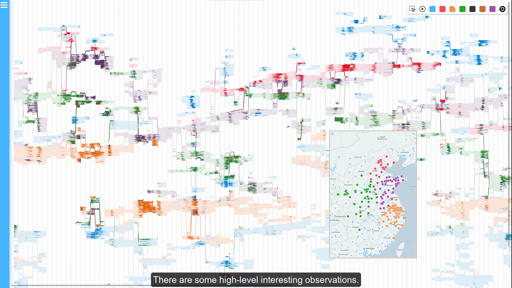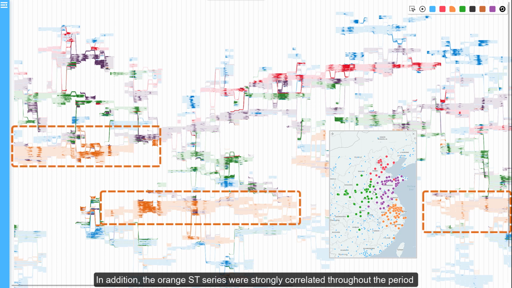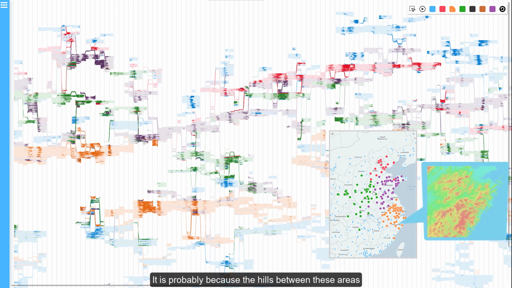There are some high-level interesting observations. First, the red ST series in the BTH region evolved with the purple ones during period A. Afterward, they became uncorrelated during period B. In addition, the orange ST series were strongly correlated throughout the period and sometimes were correlated with the northern purple ST series. Interestingly, they had no correlation with the ST series in the south because no blue ST series was found in the involved sessions. It is probably because the hills between these areas would impede pollution propagation.